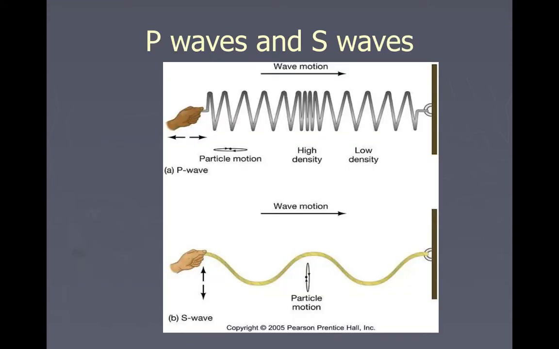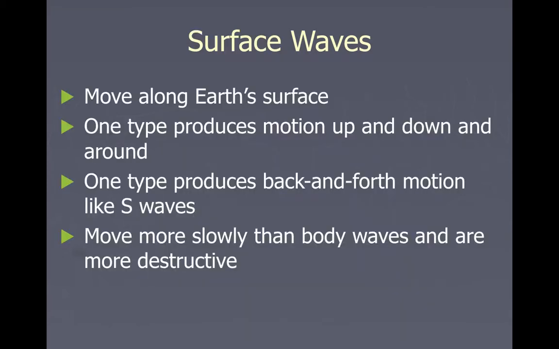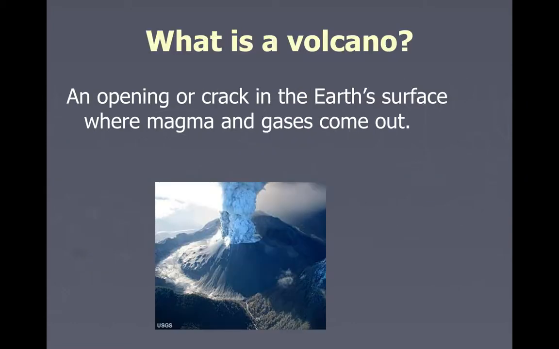And then here's two examples, and these, again, should look familiar because we've already talked about these types of waves before. Surface waves move along Earth's surface. One type produces motion up and down and around. One type produces back and forth motion like S waves. It moves more slowly than the body waves and is more destructive. So the slower waves cause more problems.